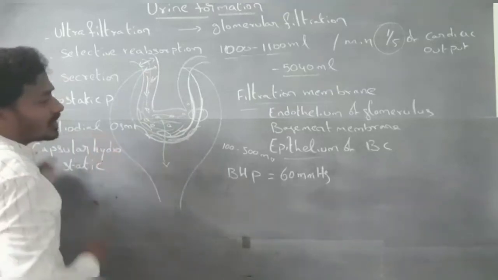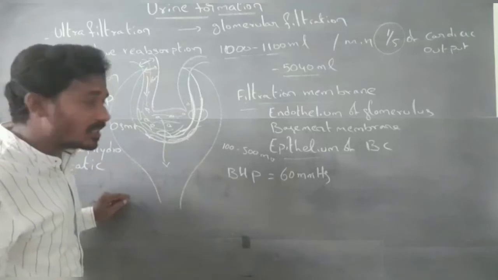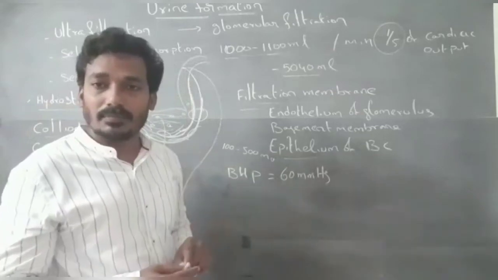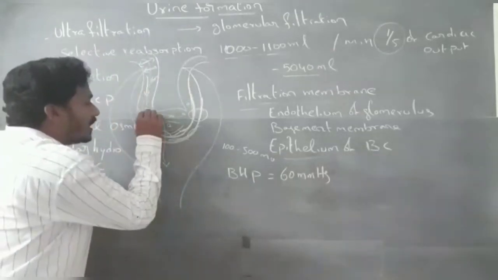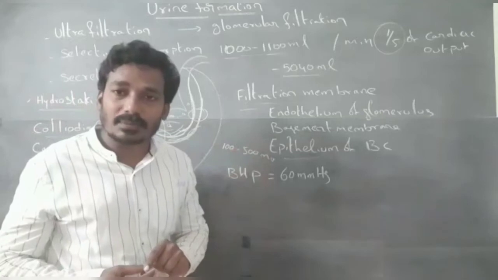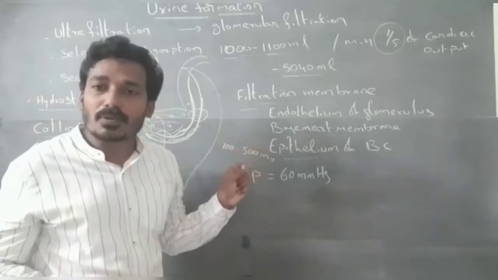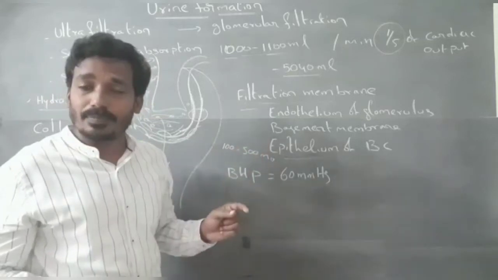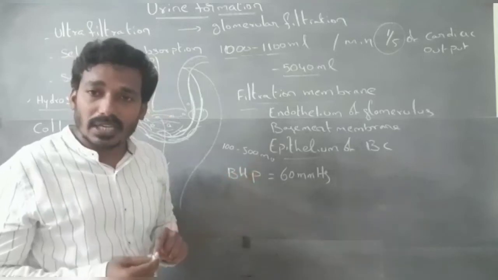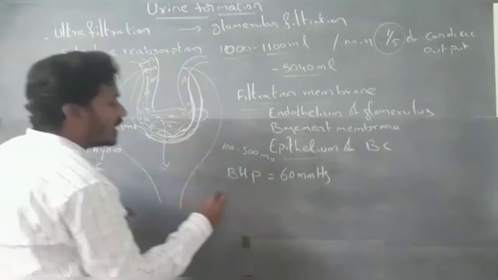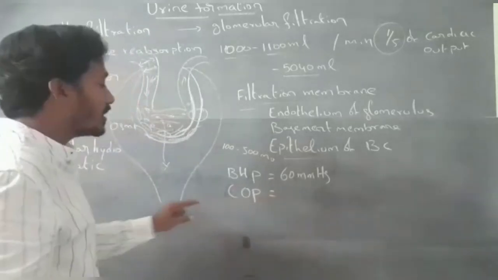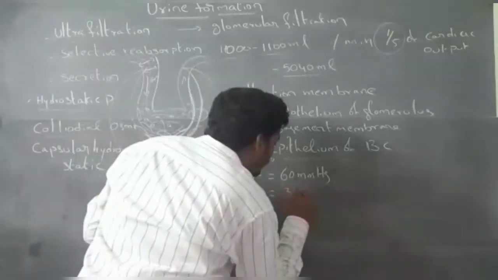The colloidal osmotic pressure is caused by plasma proteins present in the blood, such as albumin. Blood is filtered into the Bowman's capsule except plasma proteins. These plasma proteins create osmotic pressure, called colloidal osmotic pressure. Colloidal osmotic pressure is 32 mmHg.